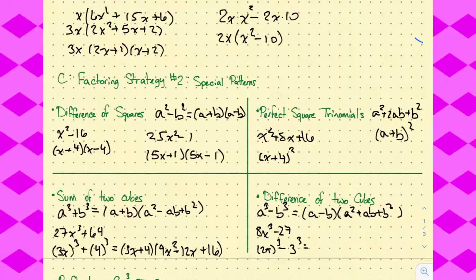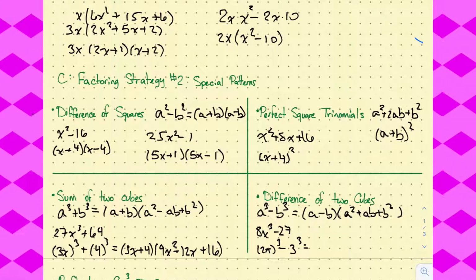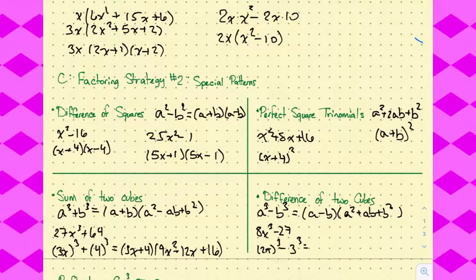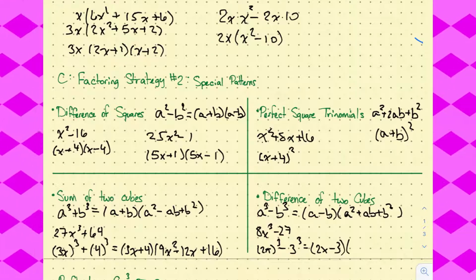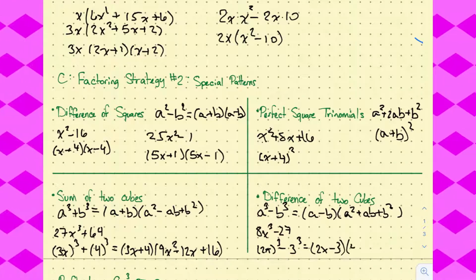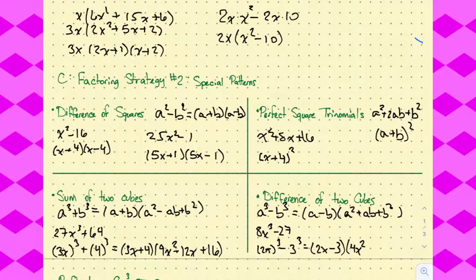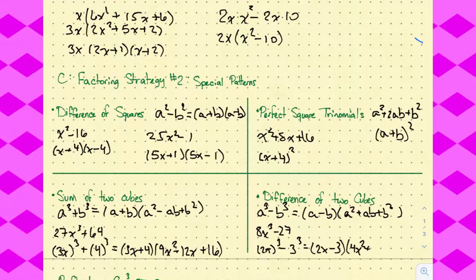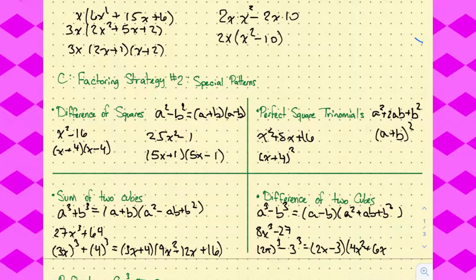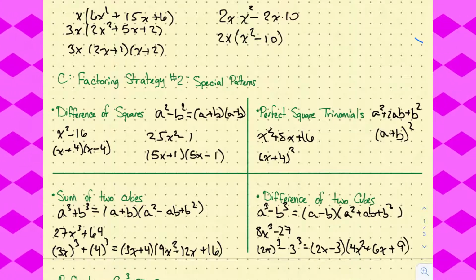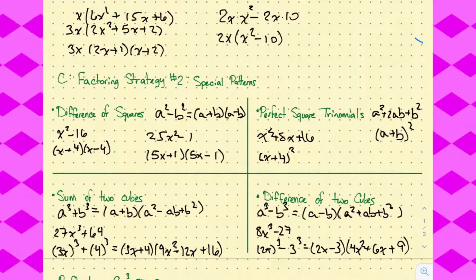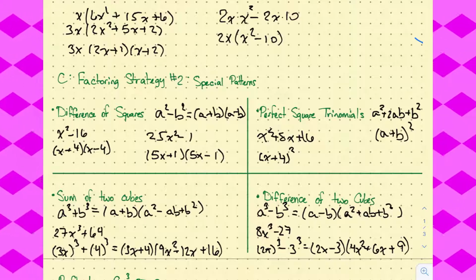I'll plug 2x in for A and 3 in for B. So it factors into 2x minus 3, times 2x to the second power, which is 4x squared, plus 2x times 3, which is 6x, plus 3 squared, which is 9. So that is how 8x cubed minus 27 factors.